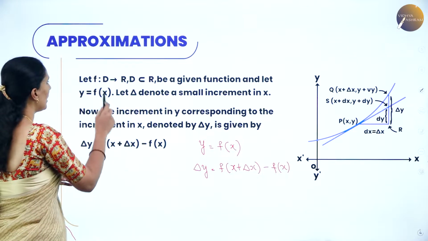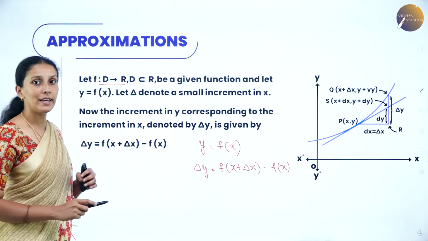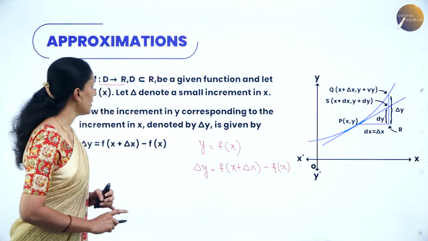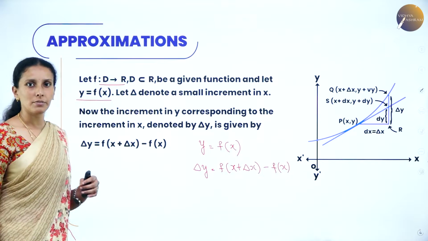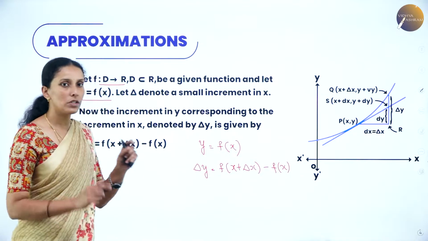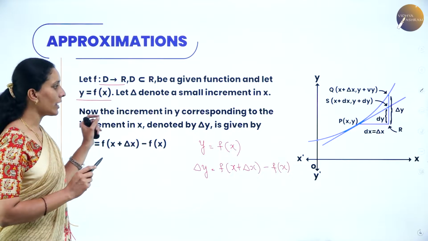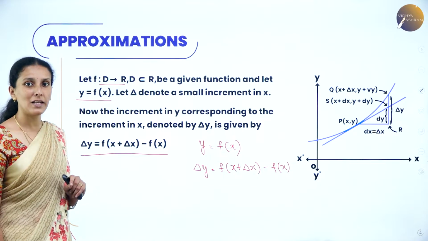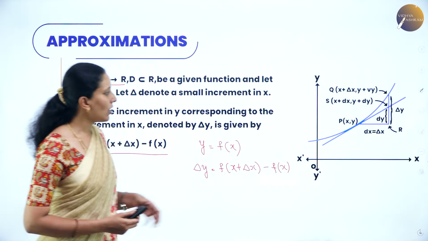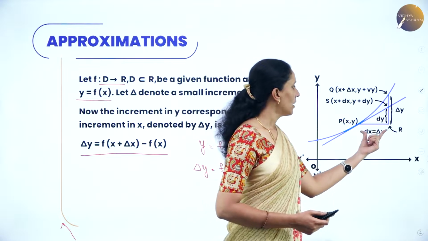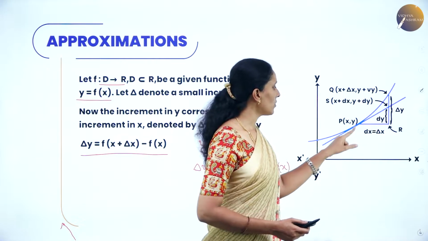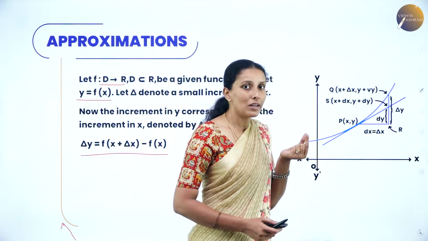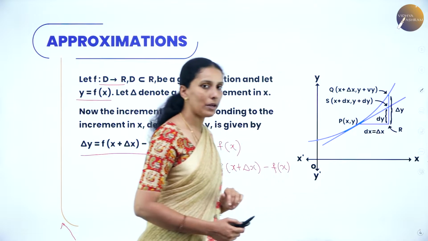Let me consider a function from D to R, where D is a subset of R, the set of real numbers, and let y is equal to f of x. As I said, since delta x denotes the small increment in x, the increment in y is usually denoted by delta y is equal to f of x plus delta x minus f of x. You can look at the graph here. This is a point P of x comma y, this one I have taken as dx, which is a small increment in x, and this is the small increment in y here.